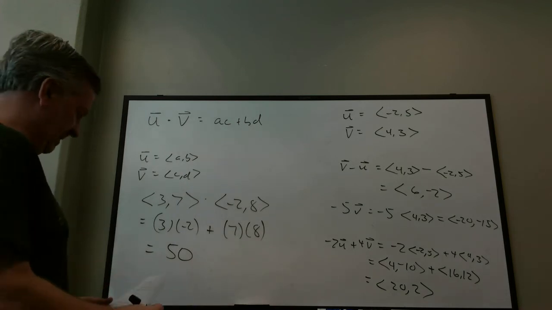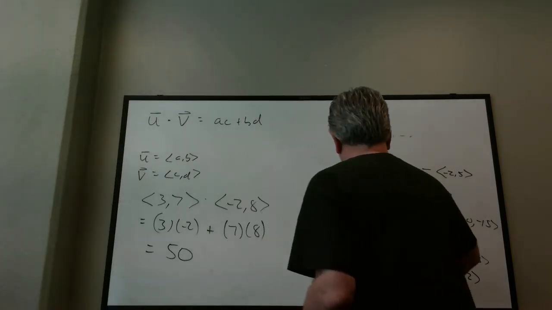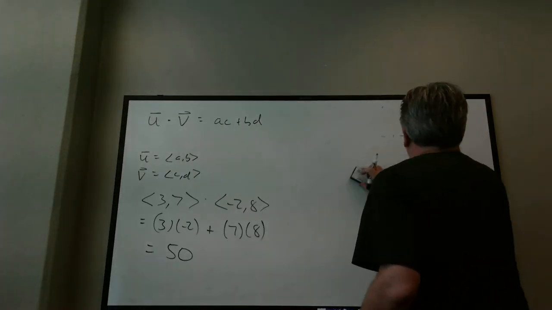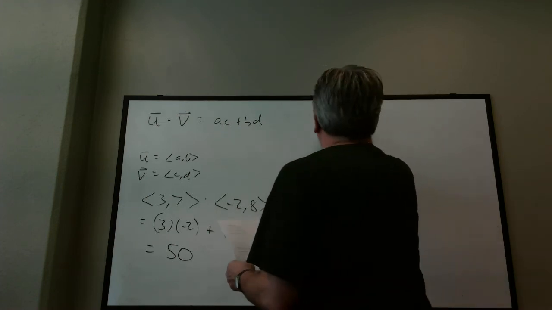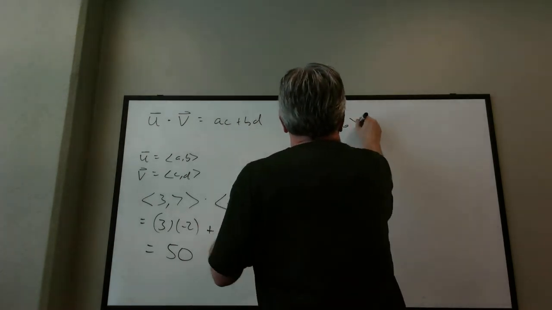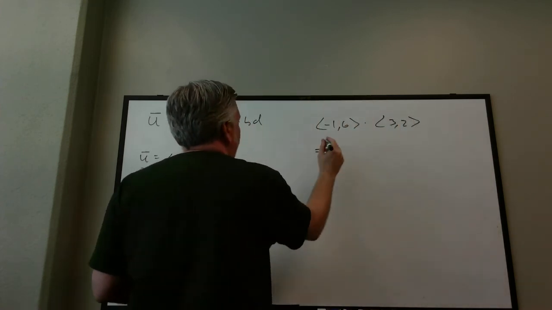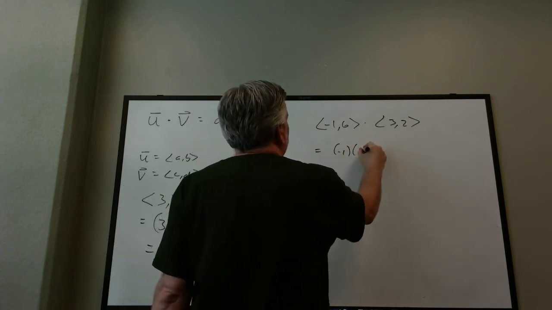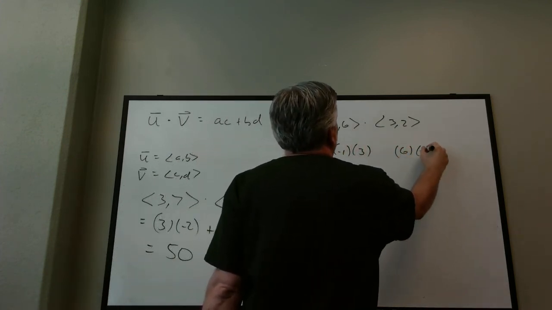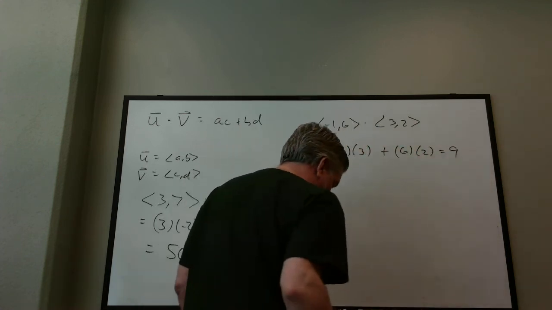Please don't make this harder than it is. So pause the video and do the second one. Okay, so the dot product of negative 1, 6 and the vector 3, 2, you multiply the first coordinates, you multiply the second coordinates, and you add them together. That's 12 minus 3. The dot product is 9.